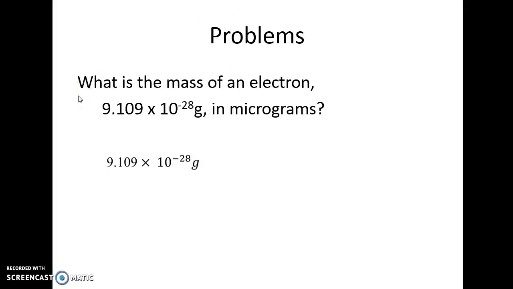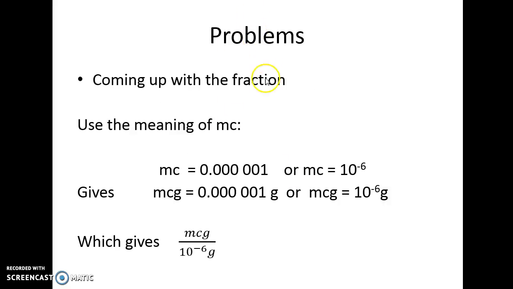Here is the problem. What is the mass of an electron in micrograms? Here's the mass of an electron in grams. So I'm going to start with a measurement, and then I'm going to need a conversion factor that cancels grams out. Here's the grams. I need that in the denominator. I need microgram up here. Well, how do I get my numbers? Well, let's go to the equivalency statement.